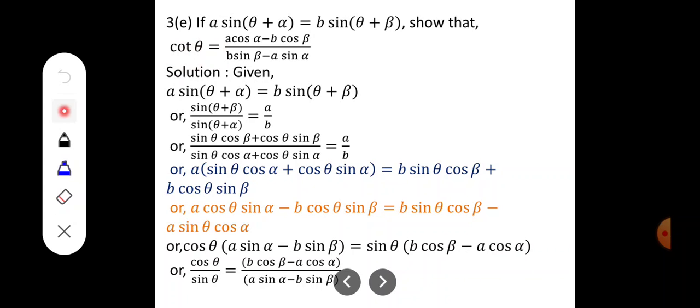Now here is cot theta, so we will write cos theta divided by sin theta. Then the multiplier of cos theta equals A sin alpha minus B sin beta, so we will put this in the denominator, and sin theta is multiplied by B cos beta minus A cos alpha. So after cross multiplication we will get this. So sin theta here, and here will be B cos beta minus A cos alpha. Next this will be equal to cot theta.